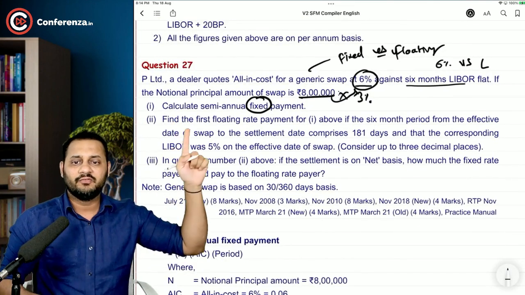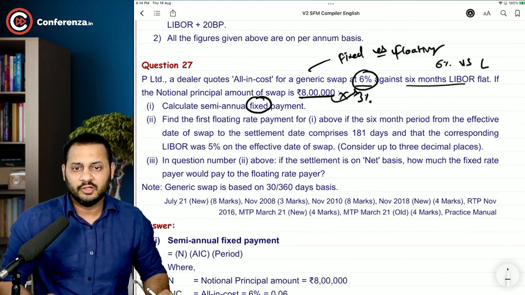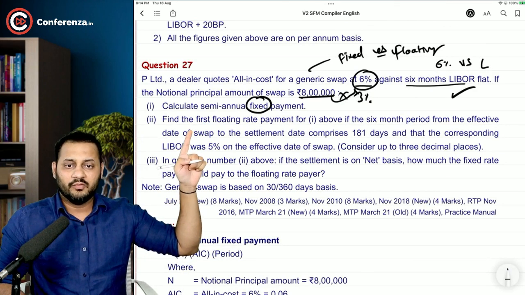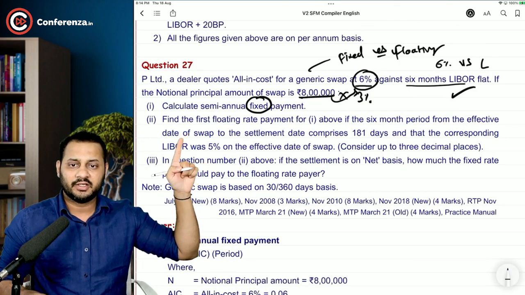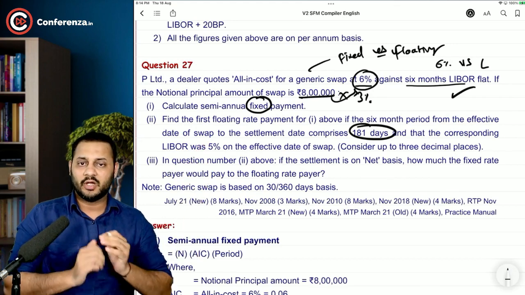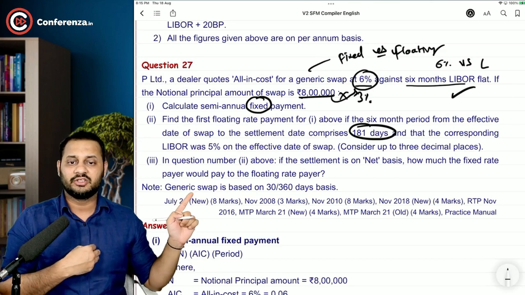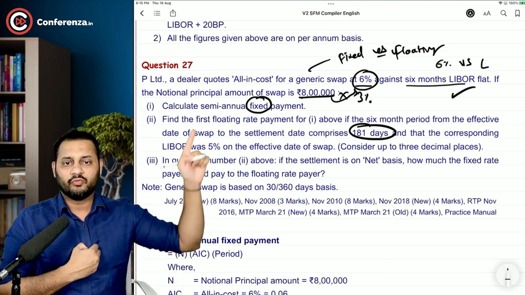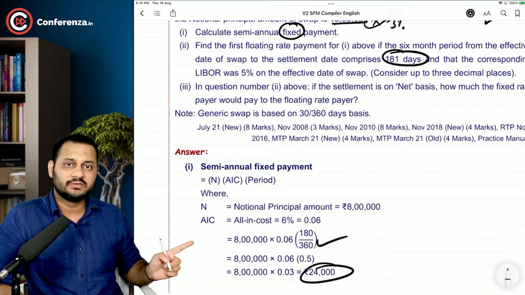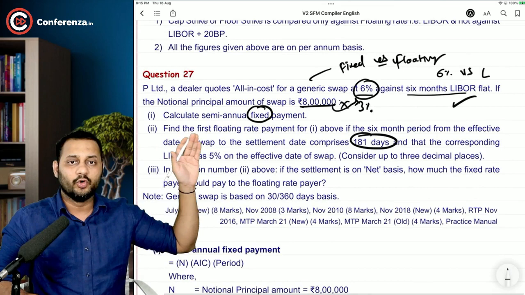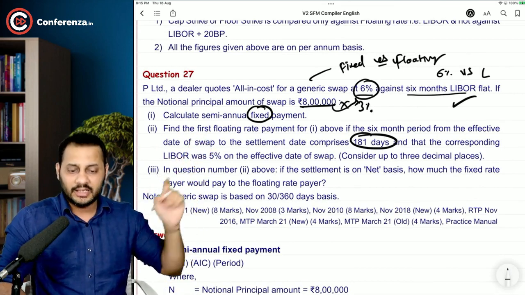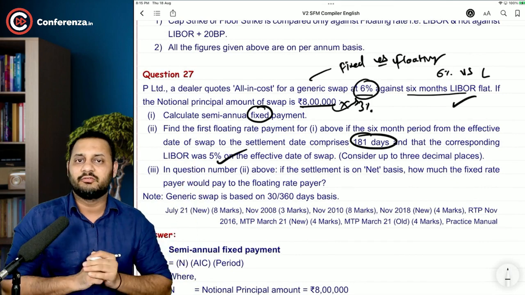Now find the first floating rate payment. Floating rate means this LIBOR. For above, if the 6-month period from the effective date of swap to the settlement date comprises of 181 days. Now you have to take it in days. Generic swap is based on 30 by 360 days. So in case of 6% also, 30 by 360 means for 6 months it is 180 days. But in case of floating rate, they are saying consider 181 days in the 6 months and that the corresponding LIBOR was 5% on the effective date of swap.